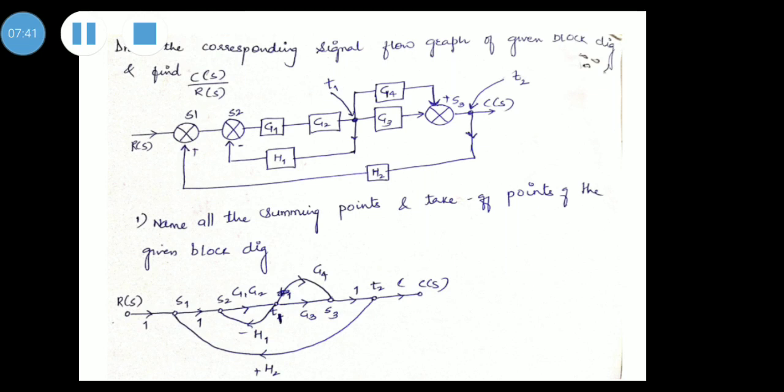Okay. So R of S to summing point 1. Then S1 to S2 is 1. S2 to T1 is G1 G2. T1 to S3 is G3 G4. And the loop gains are minus H1 and minus H2.